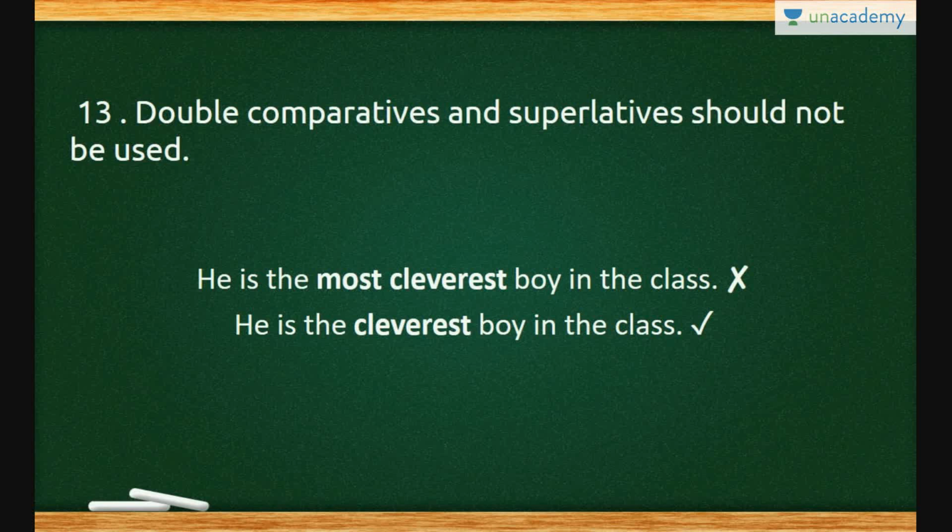He is the most cleverest boy in the class. Now, you don't use most and cleverest together. You would say most clever or cleverest. So, the correct form would be he is the cleverest boy in the class.